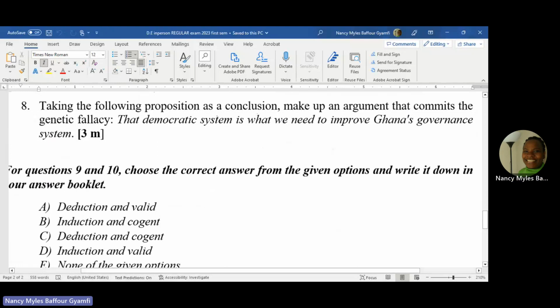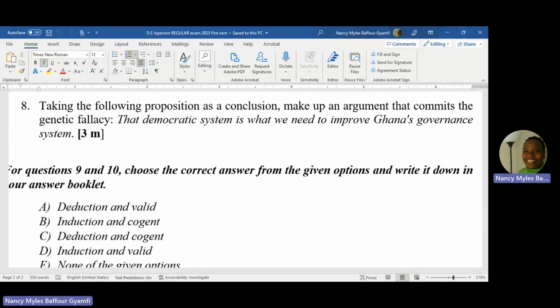Then question 8. Here we give you a conclusion and ask you to give us a premise that will make the argument commit the genetic fallacy. Genesis: an error that arises because you are focusing on the source of the thing to accept or reject it. Remember my example in class about China. Say it's a China product, so it is no good. Oh, this one comes from America, so it's good. Necessarily? Not necessarily. It could come from so and so place and still not be good, because of perhaps different weather conditions or different biological or physiological makeup.